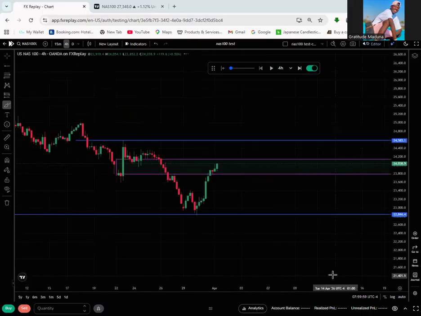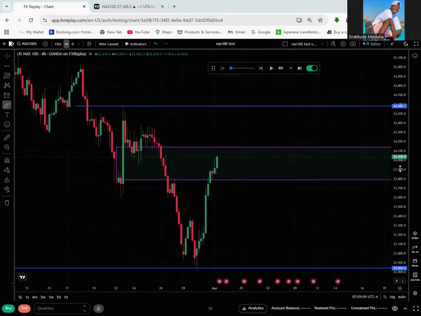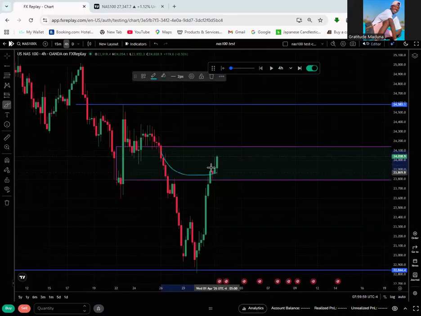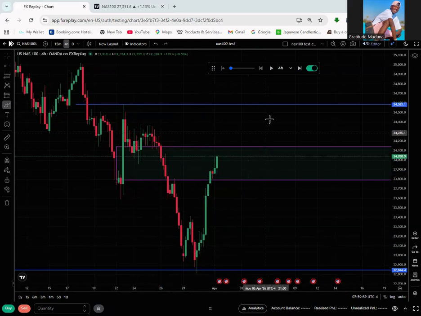4 hour will tell us the structure. So we're in, and there's multiple 4 hour favorability gaps as well in this thing right here. But it's a matter of watching what happens now.